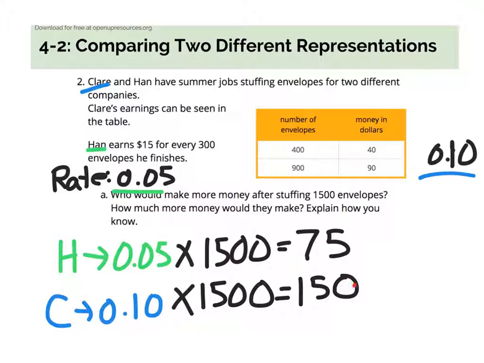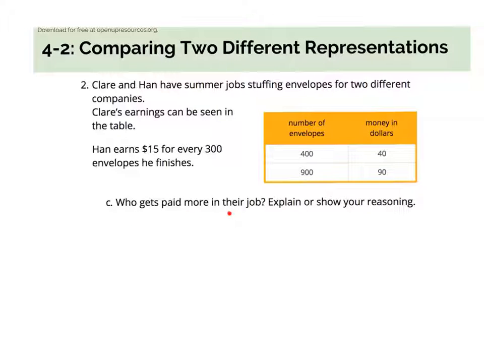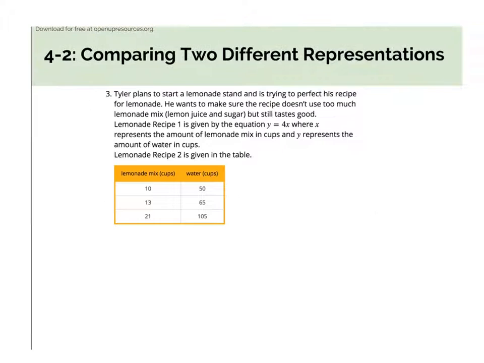Answer question A. Make sure you do all the different parts. Who would make more? How much more? And then your explanation could be all this work here. Looking at B, what is the rate of change for each situation and what does it mean? In answering A, we actually covered this. Look back at those rates you wrote down and answer this question. And for C, who gets paid more in their job? Explain or show your reasoning. Again, in figuring out number 1, it looks like we can also answer C. So do that now.